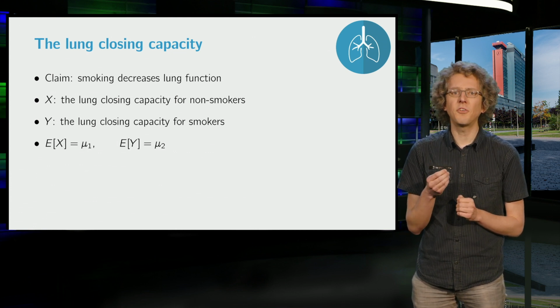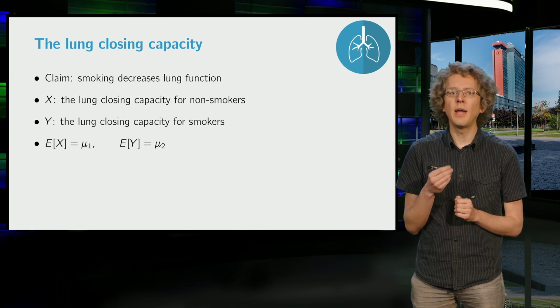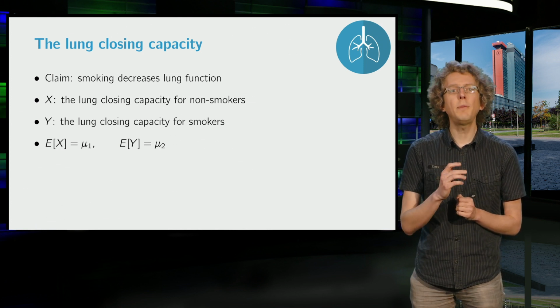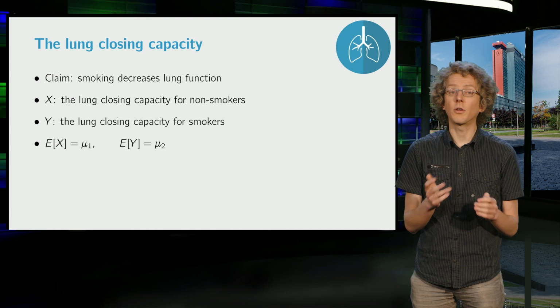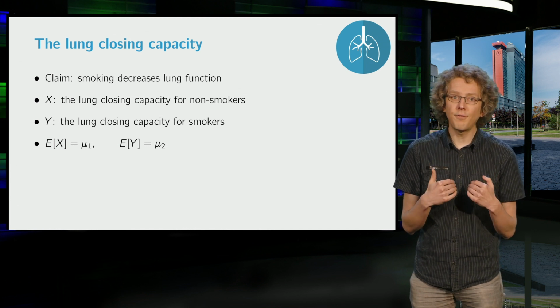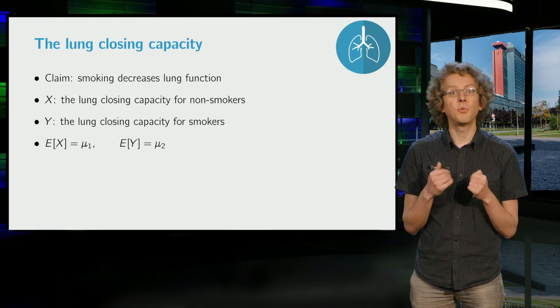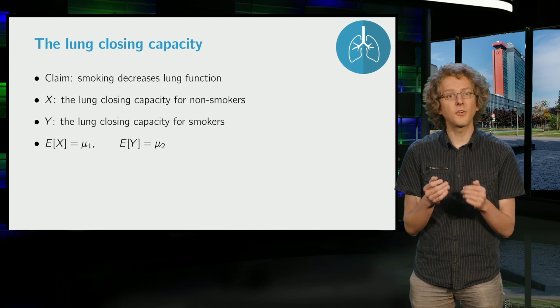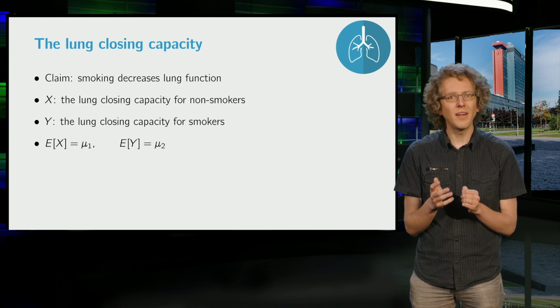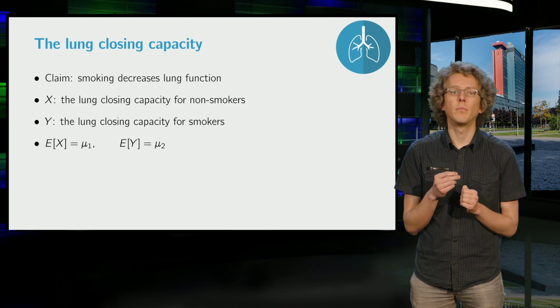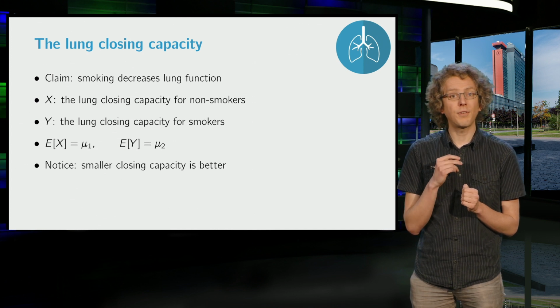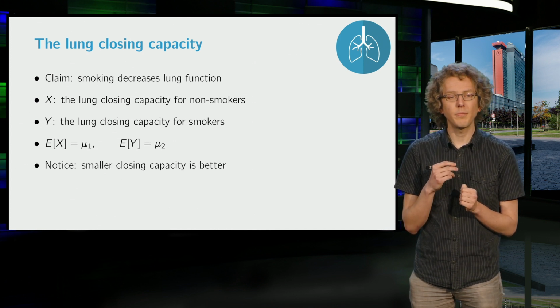This closing capacity is measured by having people exhale as deeply as possible. The closing capacity is then the air volume in the lungs, at which the smallest airways start to collapse. So ideally, this is as low as possible. Can you think of appropriate hypotheses?